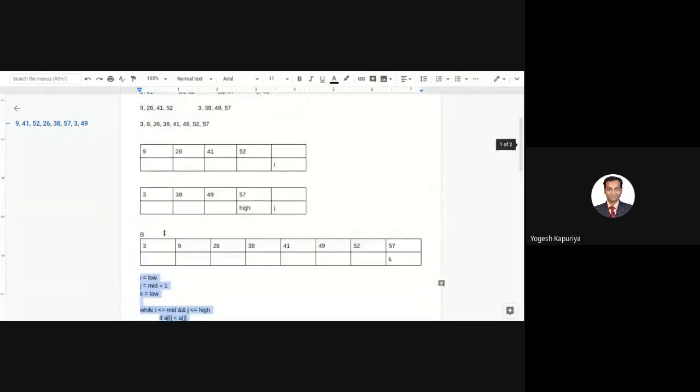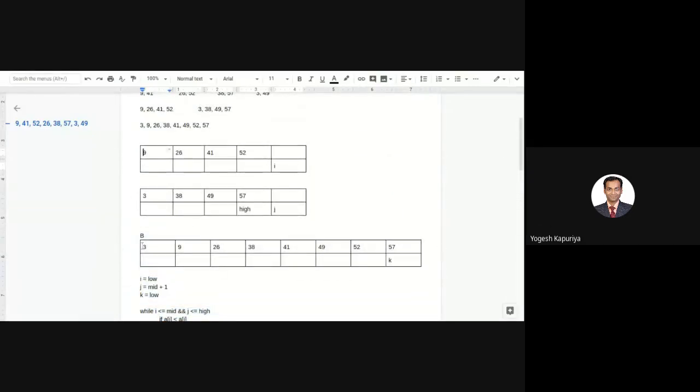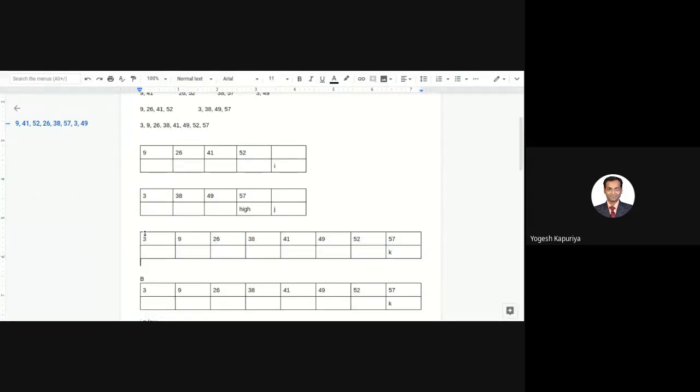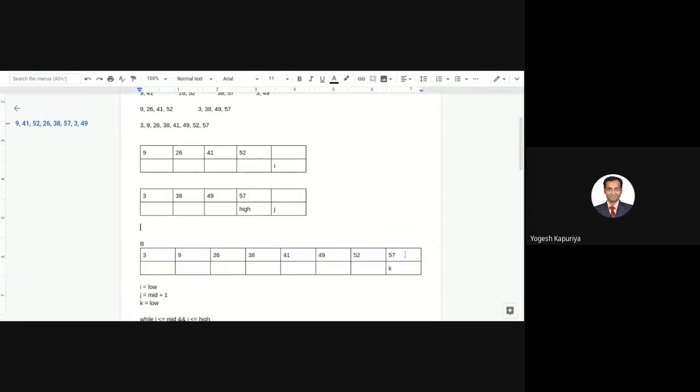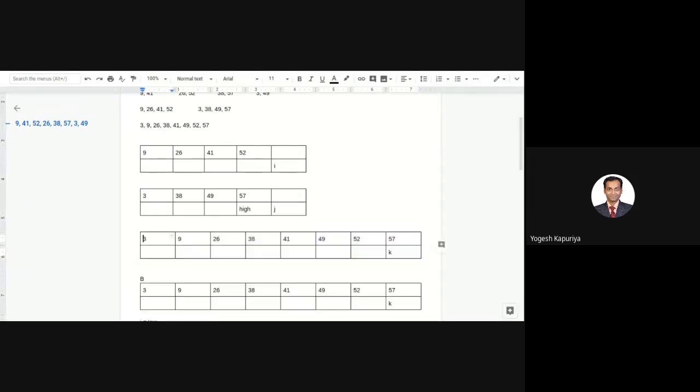So now what happens? Imagine that this was your B, this was your A. A was initially something like this. I am taking a few more minutes, but I need to finish this topic. So initially something like this was there: 3, 38, 49, and 57. So this was your left part which was sorted. This was your right part which was also sorted.